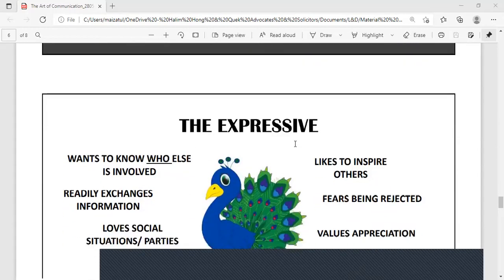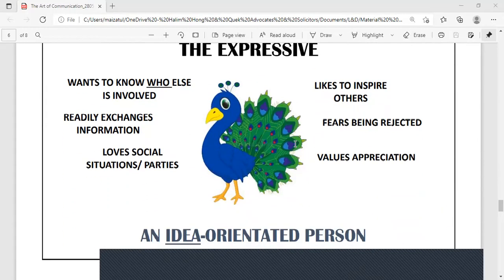Okay, then we go to expressive. Jim just now used the expressive road runner, but for this we use the peacock. These expressive people are usually those who work in the event department or marketing department.